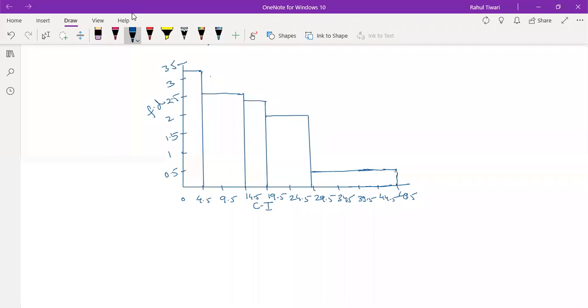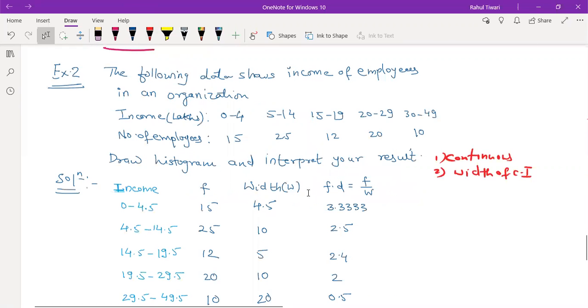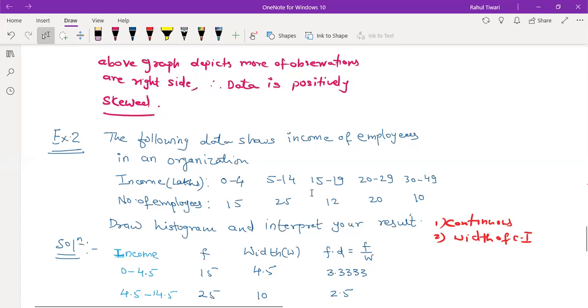So if you just draw the graph like this, taking the midpoints, you just consider these midpoints roughly. So you may find the majority of the data is moving to the positive side. Means your data will be positively skewed. The data is positively skewed because as your age increases, the number of employees increases, and the income of those employees also goes on increasing, right? So I can say again the same conclusion. The above graph depicts that.